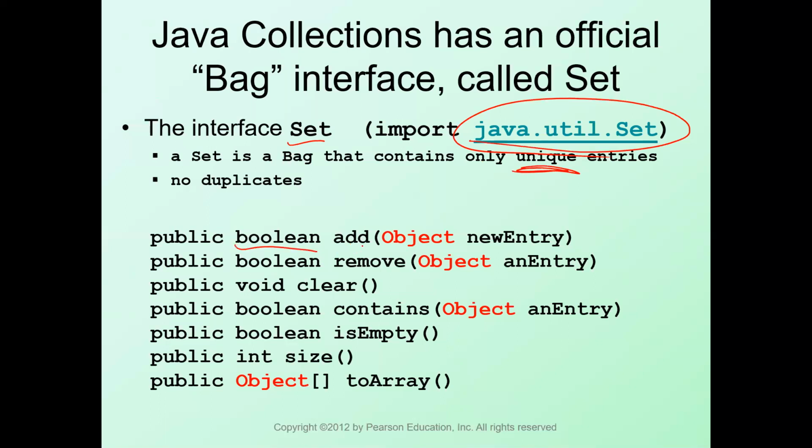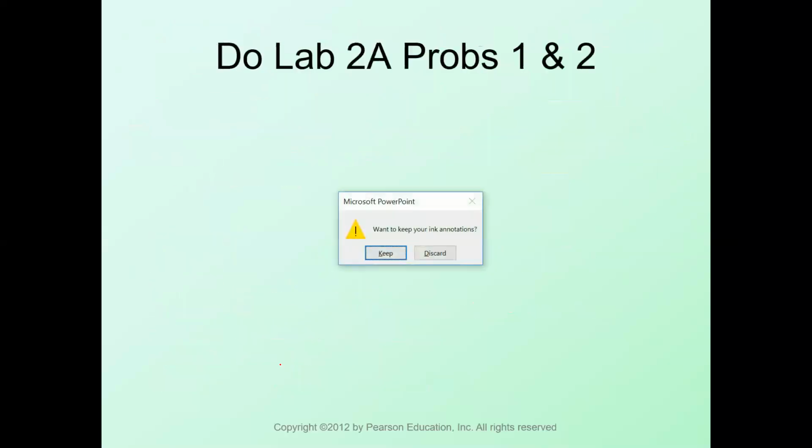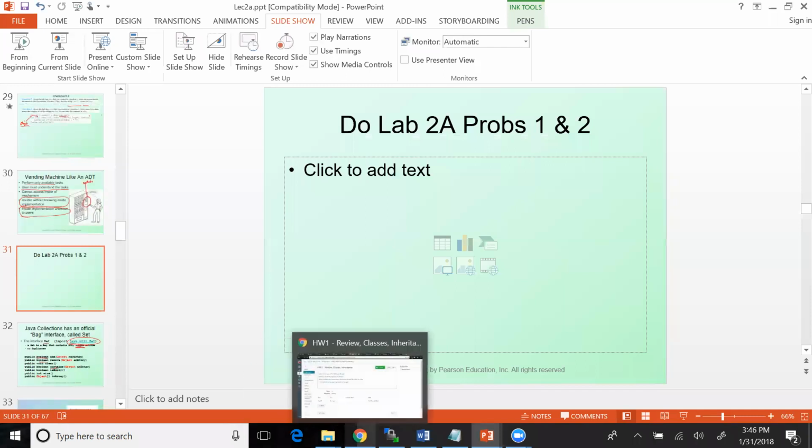Other than that, the methods are fairly similar. Notice there's a Boolean return value for the add method, a Boolean for the remove method, and the contains method. It's following a pattern that Java obeys for most of these container classes. Okay, so I'm going to stop talking and let you work on problems 1 and 2 for the lab.